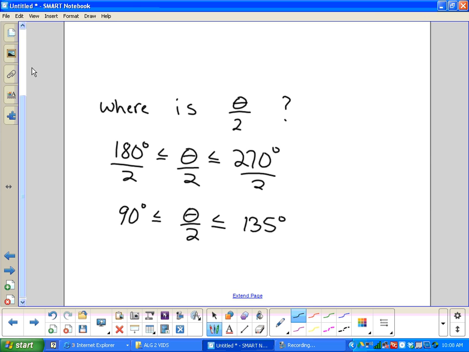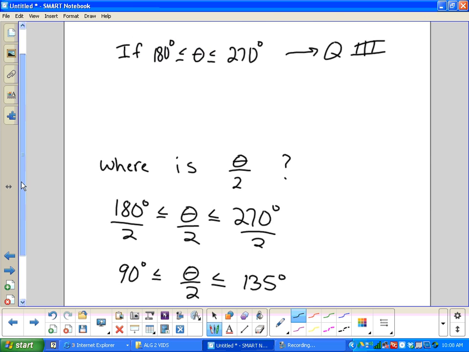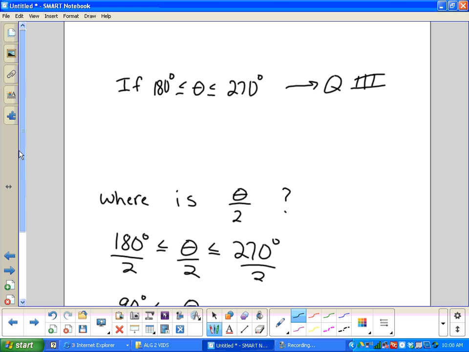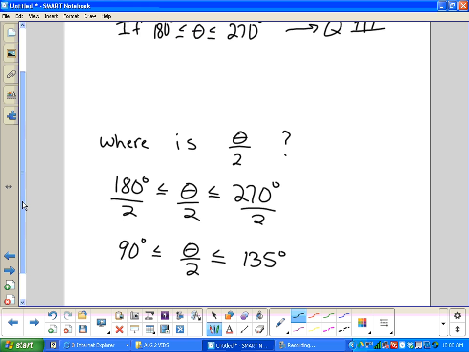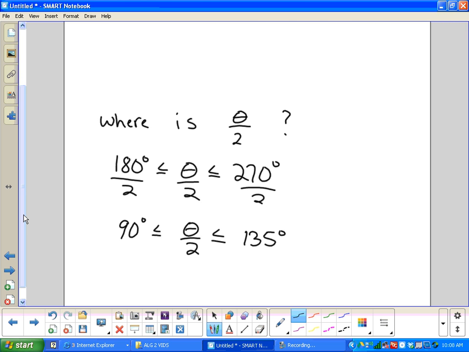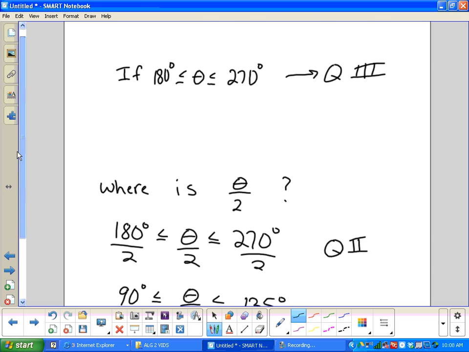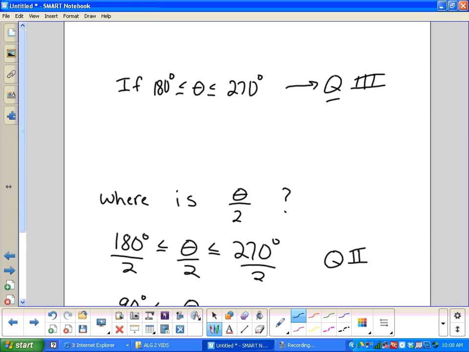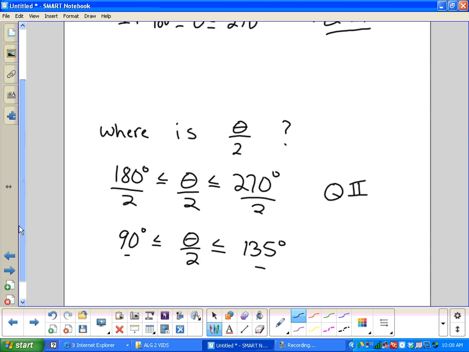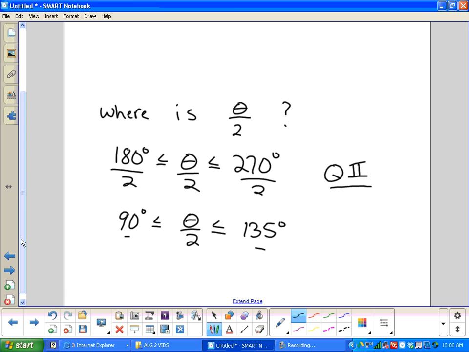Now, where was theta at? Quadrant 3. So if theta is in quadrant 3, what about the half angle? Where would in between 90 degrees and 135 degrees be? Second quadrant. So where is the half angle? The half angle would be in quadrant 2. So if my angle is in quadrant 3, then my half angle would be in quadrant 2.